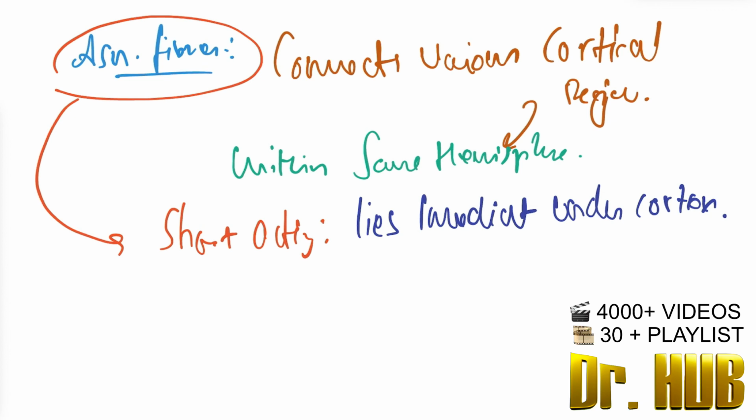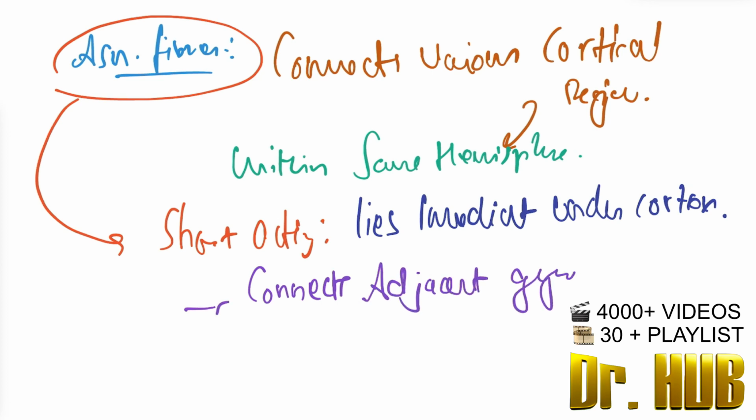And what does it do? It connects the adjacent gyri. And what is the example here? The example is nothing but the arcuate fasciculus.